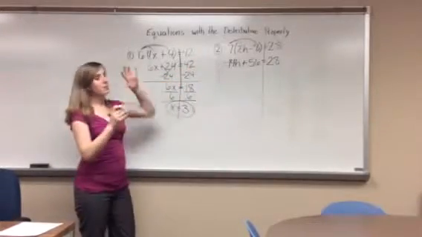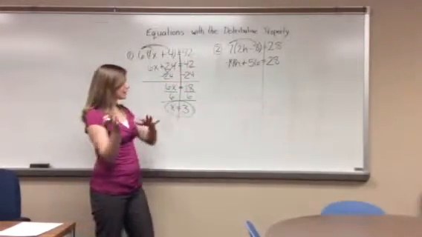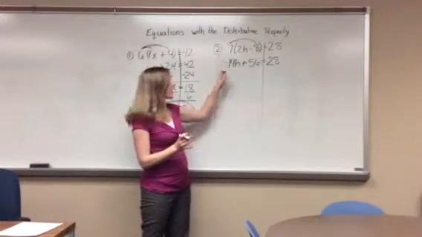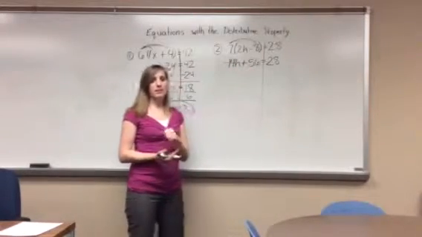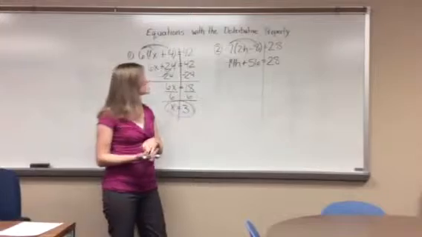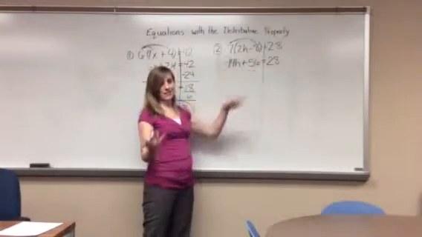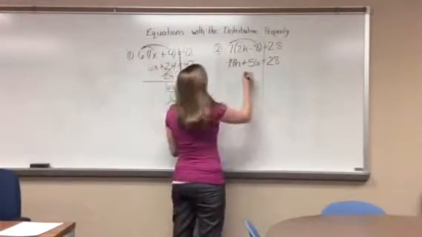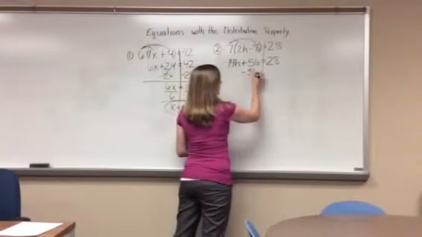So now that my parentheses are gone, I can cancel out the other numbers, the negative 14 and the 56. Remember, cancel out adding and subtracting first. So this plus 56, to cancel it, I just do the opposite. So we subtract 56 on both sides.